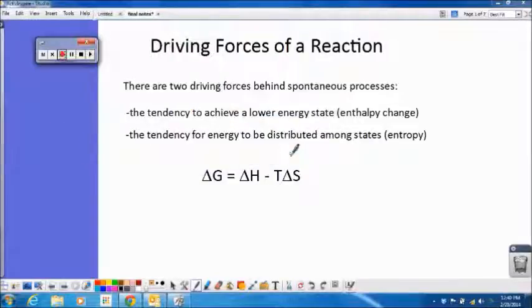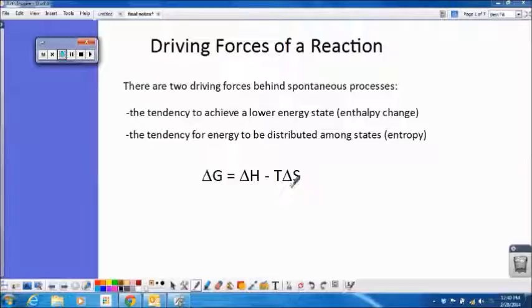Okay, so in the past couple of classes we've been talking about reactions that are thermodynamically favored or spontaneous, and considerations that make a reaction thermodynamically favored. And we ended up with this equation, delta G equals delta H minus T delta S, where delta G is the free energy, delta H is the change in enthalpy, and delta S is the change in entropy.